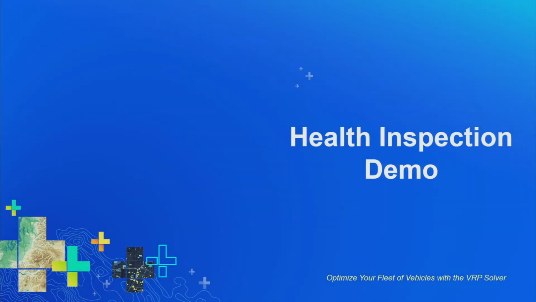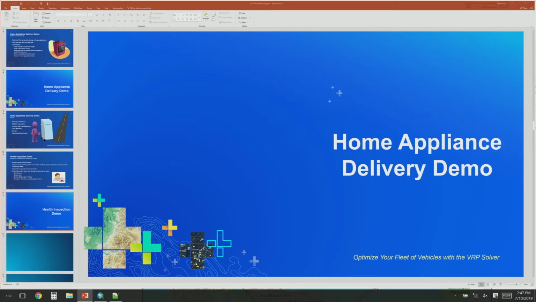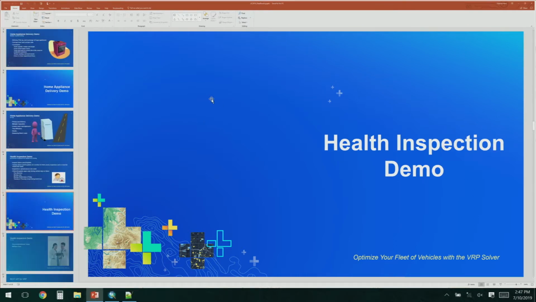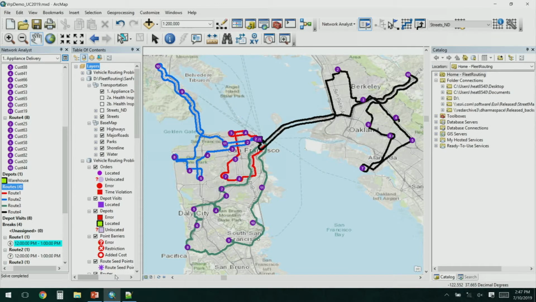So we'll go back to ArcMap, maybe. There we go. And we can all still see it, perfect.